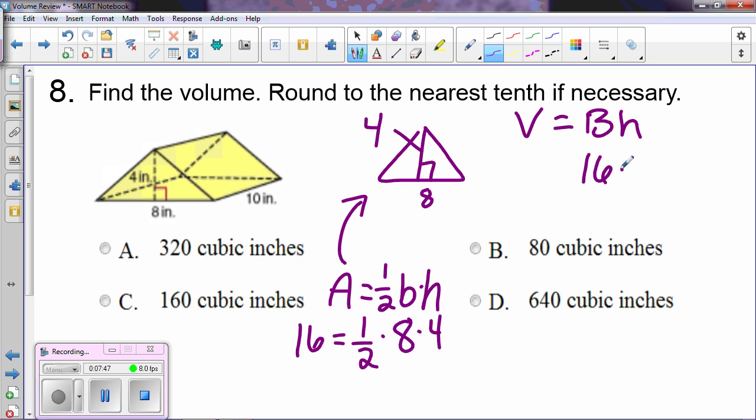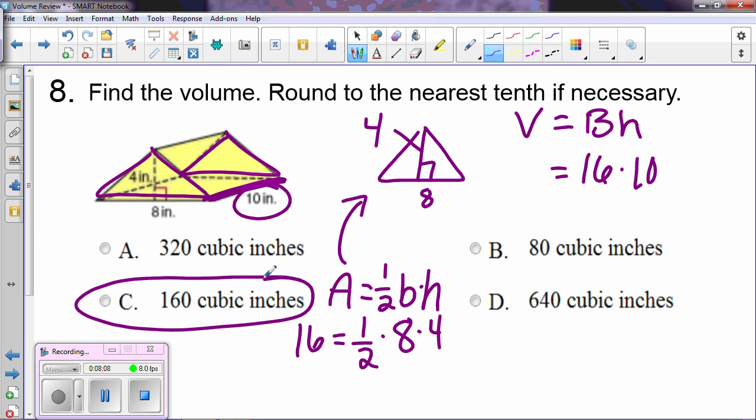16 times H, that's going to be the height of my prism. So what connects one base to the other base? Well, that side piece connects them, and I know that that side piece is 10, so that is the height of my prism. 16 times 10 is going to give me my volume, which is 160 cubic inches.